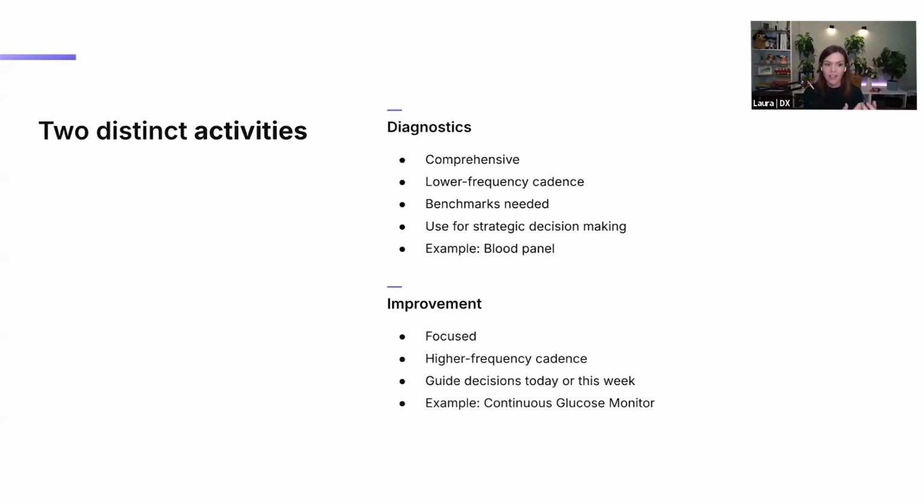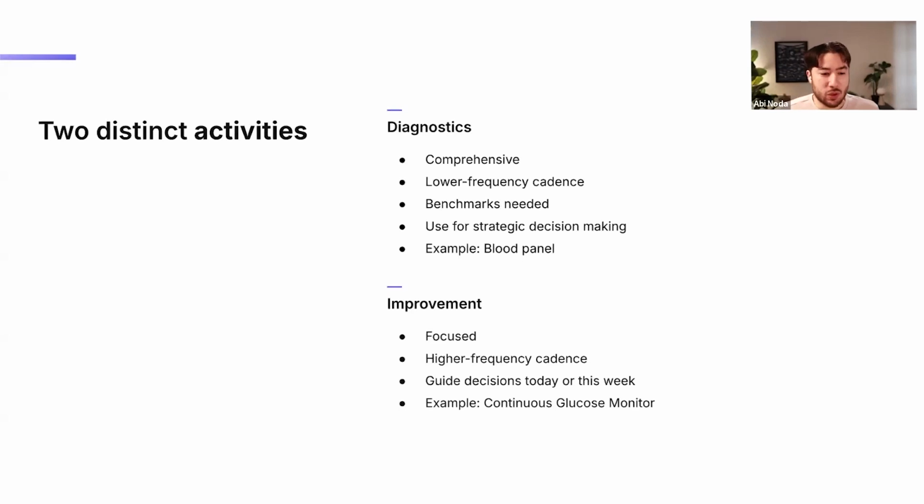To find the action, we need a different kind of metric, and that's what Abi and I are calling an improvement metric. These are metrics that are a bit more focused in their purpose. They're usually collected more frequently and have higher granularity, a higher resolution. They can help you guide decisions today or decisions this week. Abi, maybe you want to share your great example of the blood panel versus the continuous glucose monitor to help crystallize this for folks who might be hearing about this framing for the first time.